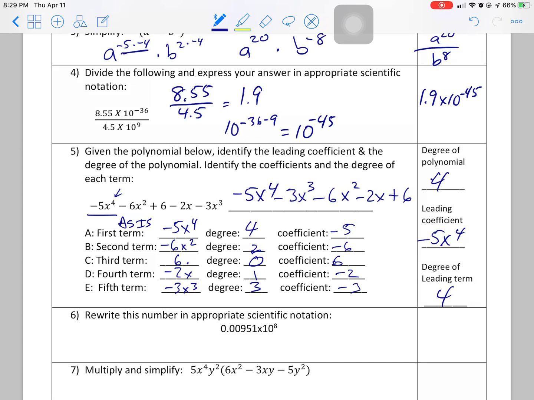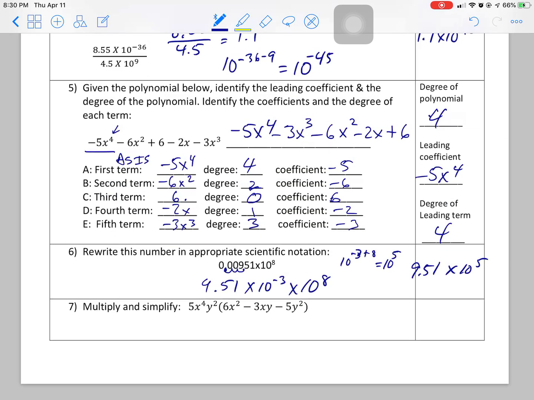All right, scientific notation. I don't know if you can see I did that right. I went 1, 2, 3 to get it at 9.51. I went 3 times, and it was a really small number. Okay, times 10 to the 8th. That's how I would recommend to do that. 9.51 times, what is this here? This is 10 to the negative 3 plus 8. Oops. Equals 10 to the 5th. Okay.